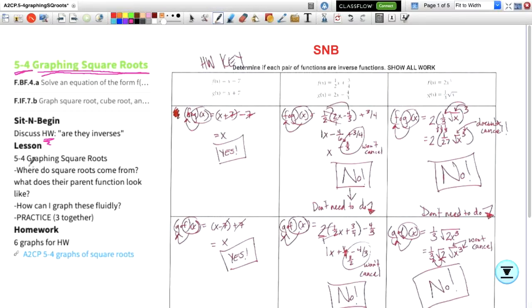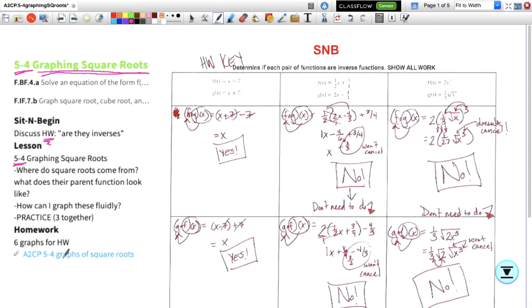Then we're going to hop right into section 5.4, where do square roots come from? It's actually kind of related to inverses. What does their parent function look like? And then how can I graph them fluidly? We'll do 3 together. And then you're going to have 6 graphs for homework.